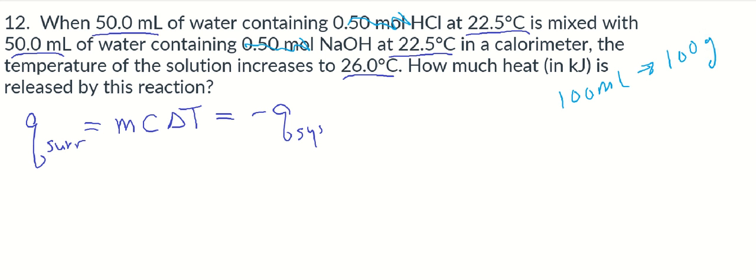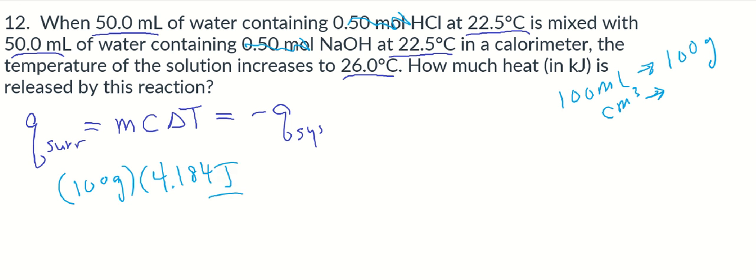Or if they give you 100 cubic centimeters, which is the same volume as milliliters, then you can say we have 100 grams. The mass is 100 grams of solution. Specific heat, we're going to use water's specific heat because this is mostly water. The solution is 4.184 joules per gram degrees Celsius.